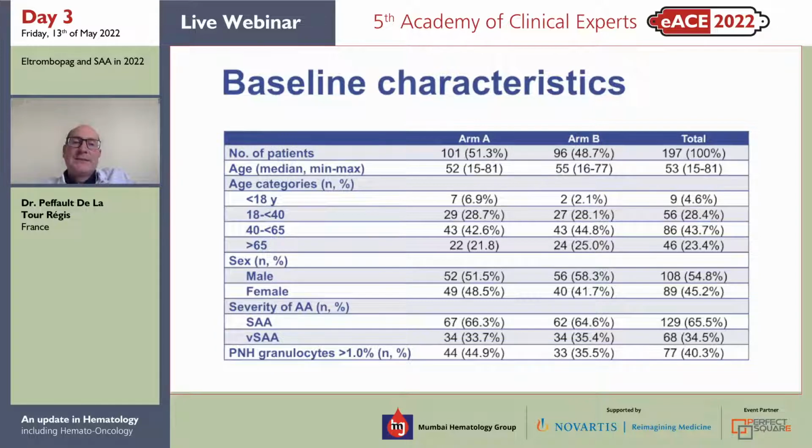Here are the characteristics of the patients. As you can see, it is well balanced. Obviously, age and severity were part of the stratification, so this is quite normal. In terms of sex ratio, we're not so bad. And in terms of PNH, as you can see, there were 45% of patients with a PNH clone in arm A and 35% in arm B.